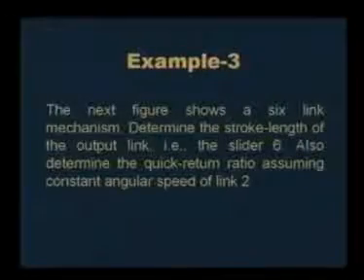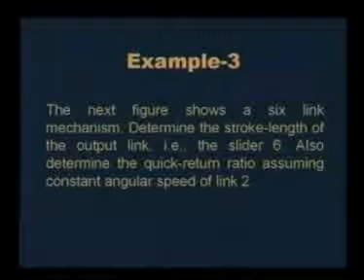Before we solve this problem, let me write out this problem for your benefit. This is our third example, and example 3 is, the figure shows a 6-link mechanism. Determine the stroke length of the output link, that is the slider 6. Also determine the quick return ratio assuming constant angular speed of link 2.